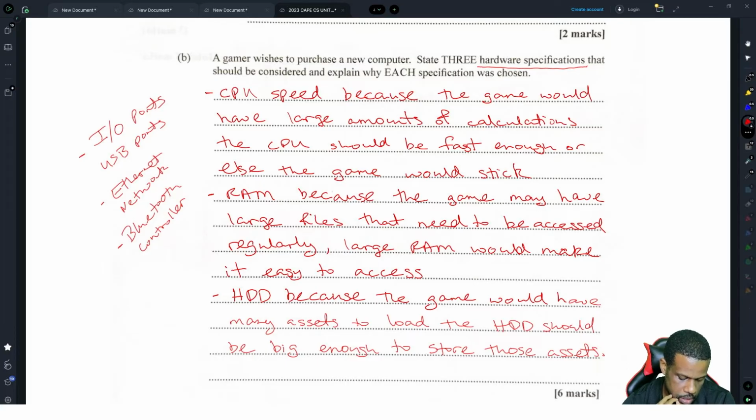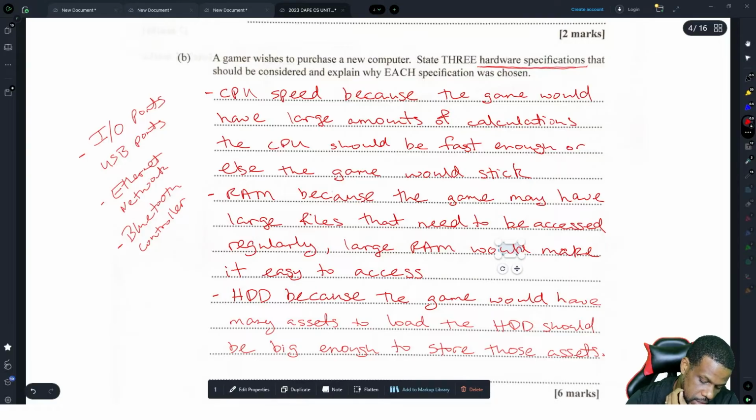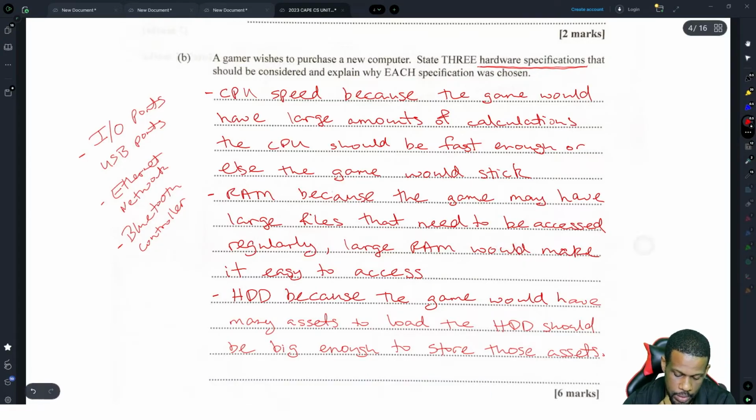I can't see them accepting keyboard and mouse as a hardware specification because there's really no specification inside a keyboard and a mouse besides, you know, refresh rate or some kind of thing like that. When they say hardware specifications, they're looking at CPU, RAM, and hard drive. You could use I/O ports, USB ports, and connectivity. You could get Ethernet because that's a hardware specification, once you could give some sort of speed or some sort of measurement of how good it is. Bluetooth would be okay too. Well, Bluetooth is a stretch.